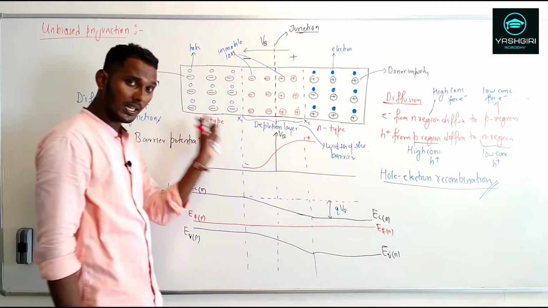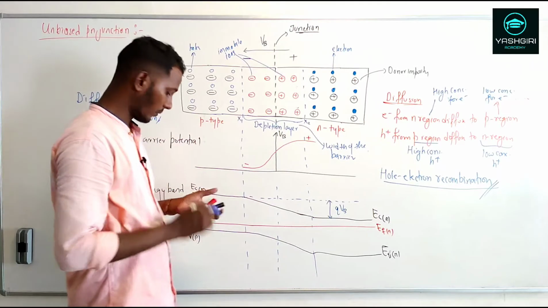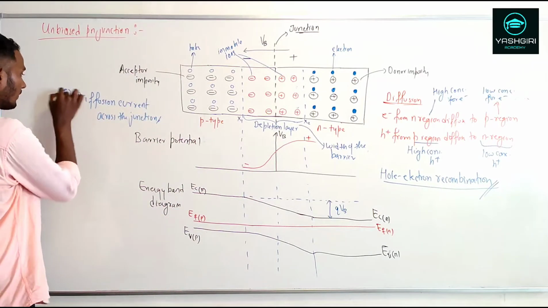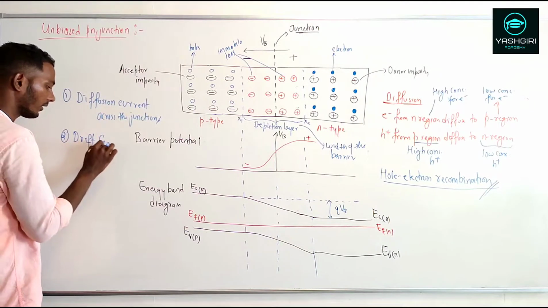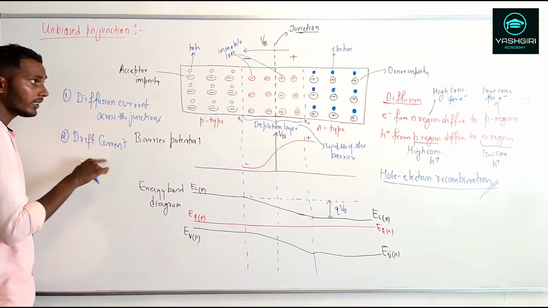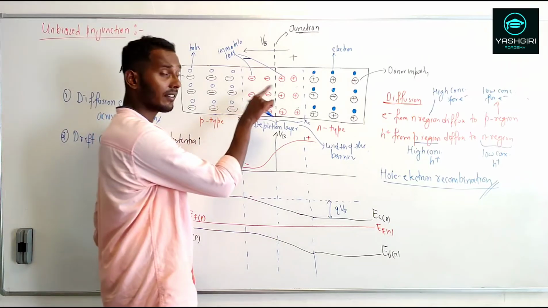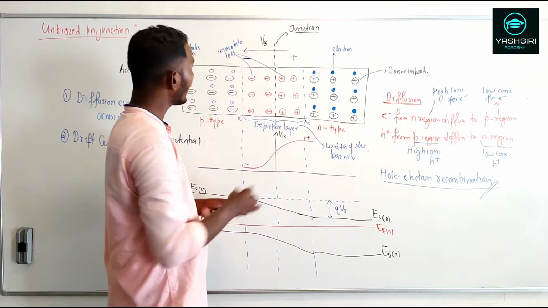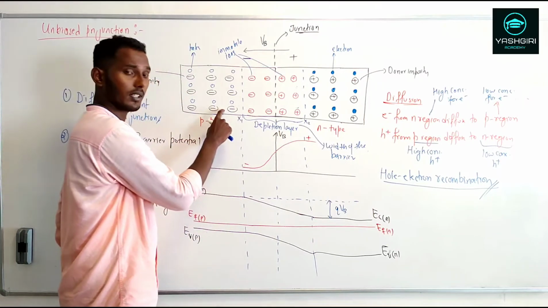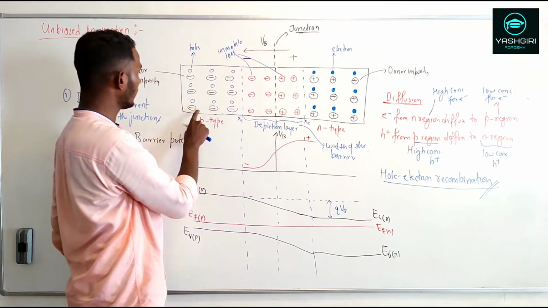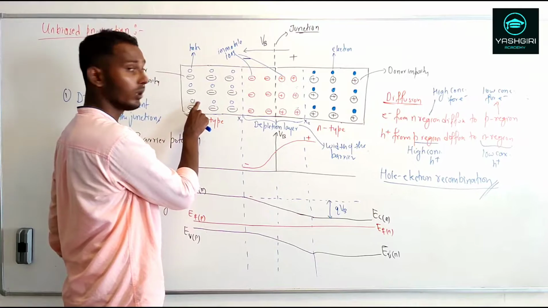Now at the same time there will be a drift current. We also have a drift current. Now this drift current is formed due to the electric field. Here the electric field has a higher polarity on one side. Now if you focus on this p-type, here I have just shown an acceptor ion with one hole, right?